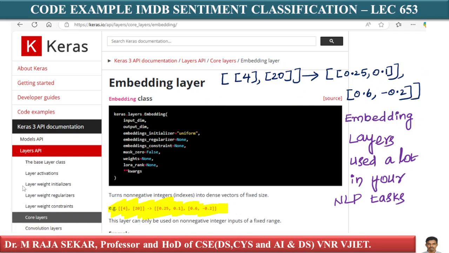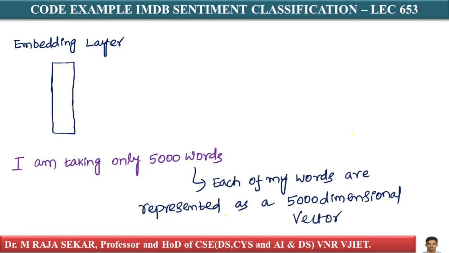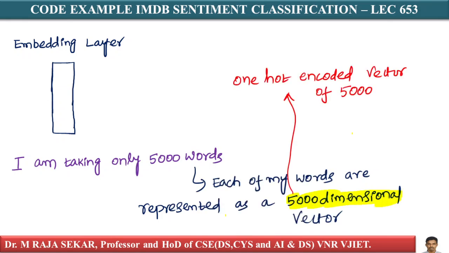The way the architecture looks is this. First, I have an embedding layer. Let me assume there are 5000 words, because I'm taking only 5000 words. Each of my words is represented as a 5000 dimensional one hot encoding vector, which we discussed in NLP. I can represent each of my words like a 5000 dimensional vector.